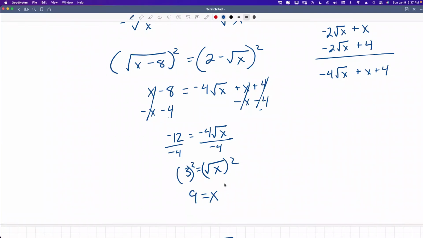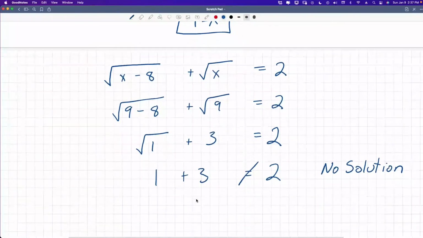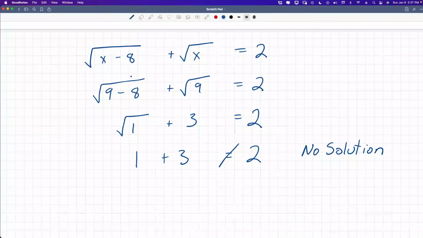So if that is what you got, then that is the right answer for the value of x. However, when you check your answer and you sub in 9 for x, we get 9 minus 8 is 1. The square root of 1 is 1. The square root of 9 is 3. 1 plus 3, however, does not equal 2. So we have no solution.